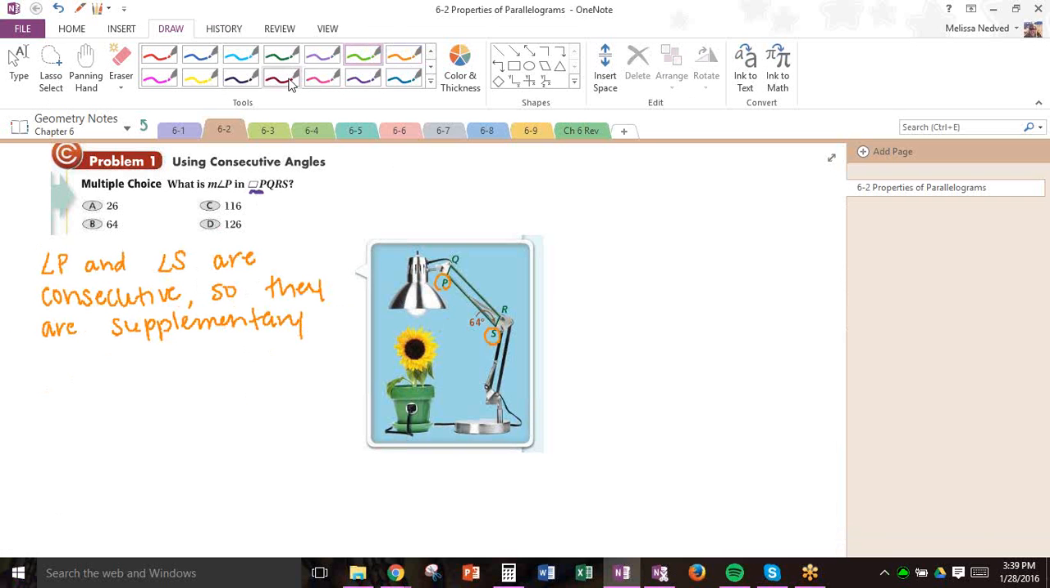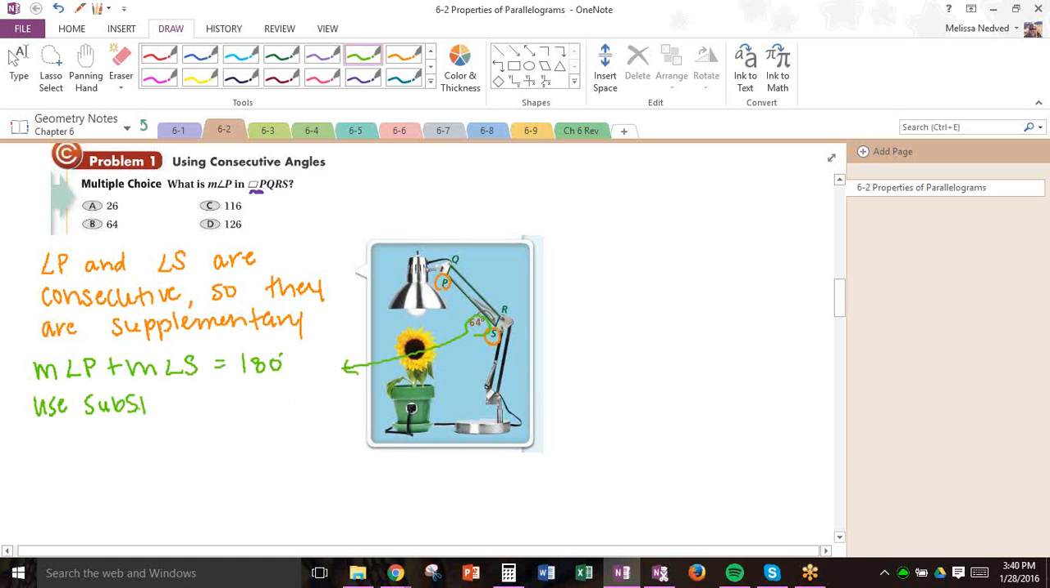So, using that, we know by the definition of supplementary that angle P plus angle S should equal 180 degrees. So the measure of angle P plus the measure of angle S will give me 180 degrees. That's one of my properties of parallelograms. Now let's go ahead and use substitution. Since S is equal to 64 degrees, we're going to substitute. And then we get the measure of angle P plus 64 equals 180 degrees.